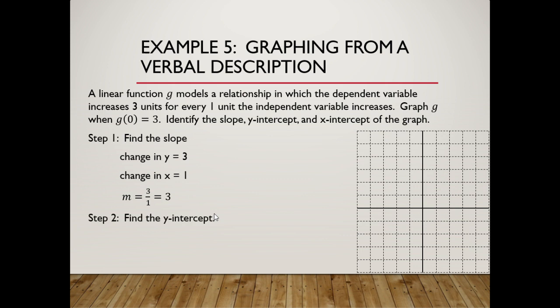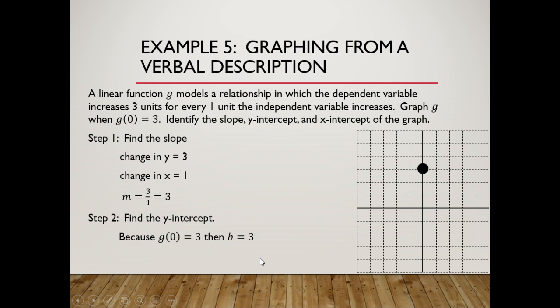All right, so now to find the y-intercept. The y-intercept is where it should cross the y-axis. Well, let's go ahead and just graph this point that we have right here, where the input is 0 and the output is 3. If we were to graph that, it would show up right here on the y-axis. So because g of 0 equals 3, that must mean that b is 3 because that's where it's crossing the y-axis.